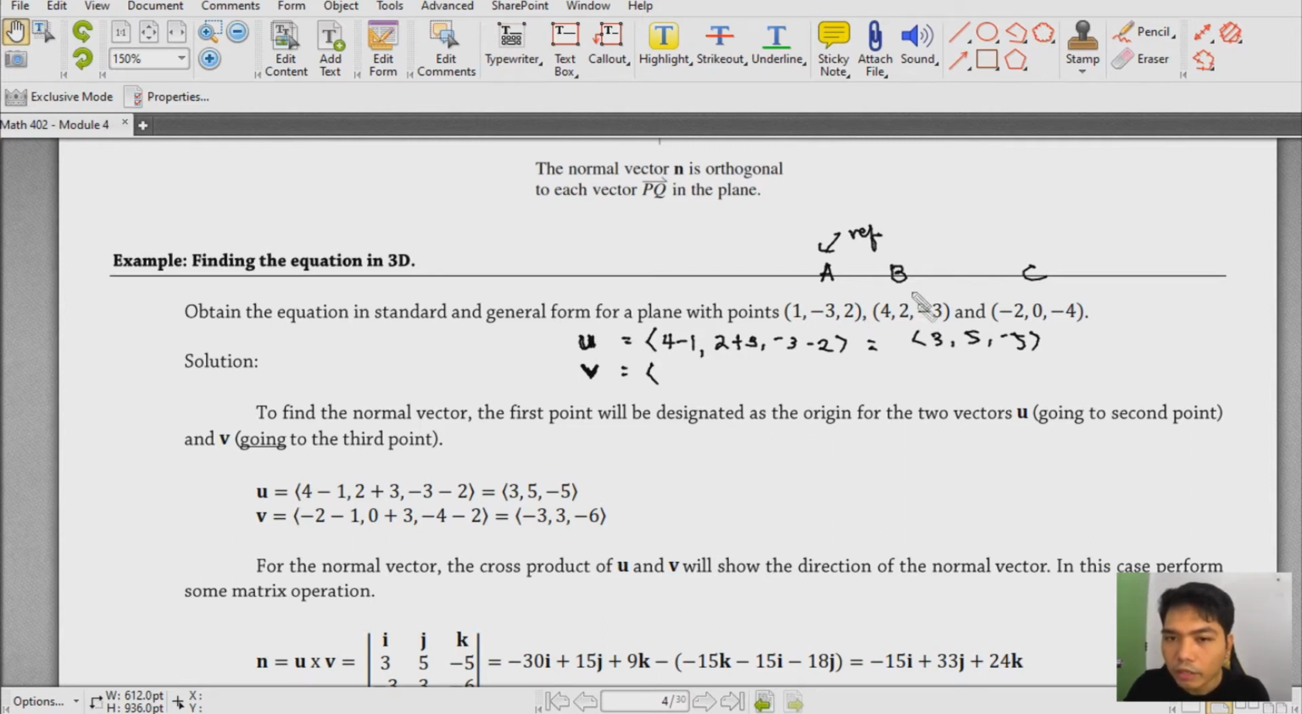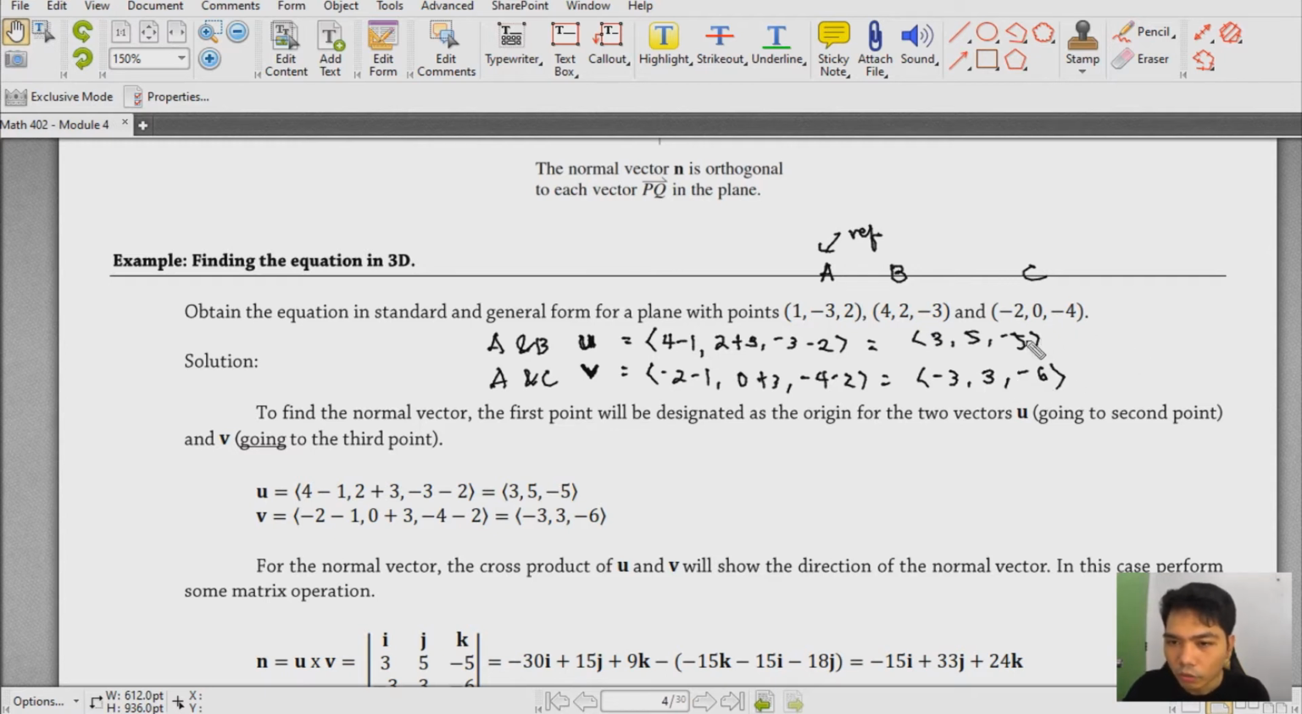And then the second one, so, ito is A and B. Yun namang ating V would be A and C. So, for C, we have negative 2 minus 1, 0 plus 3, and then negative 4 minus 2. So therefore, the direction numbers for our V vector would be negative 3, positive 3, and then negative 6.